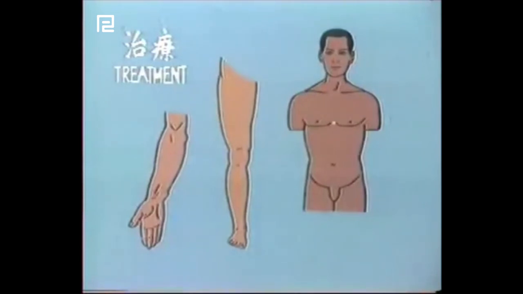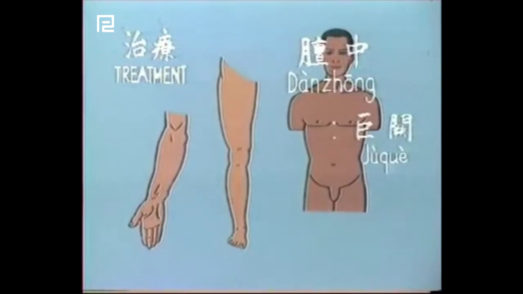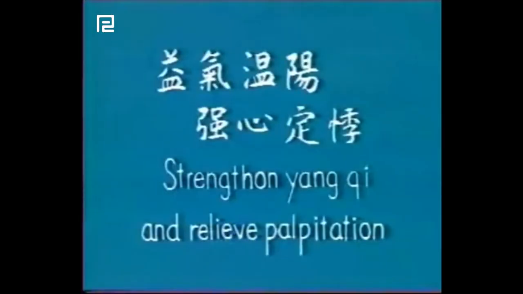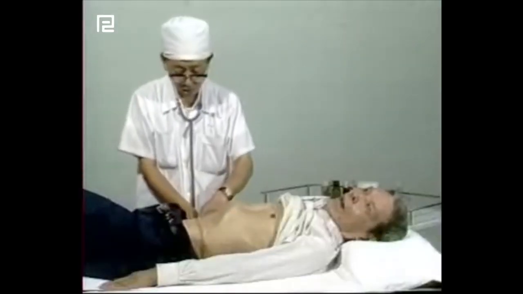Treatment: Danzhong, Ren 17, Juque, Ren 14, Jihai, Ren 6, Neiguan, Pericardium 6, and Zusanli, Stomach 36. This prescription can invigorate qi and warm the yang, strengthen the heart, and relieve palpitation.